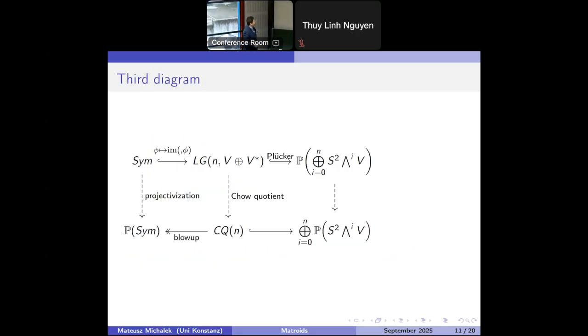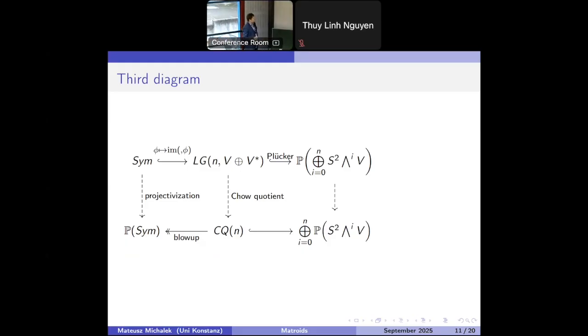So first, let me give you the missing piece of the diagram. We have symmetric matrices. I told you that the closure in the Grassmannian is the Lagrangian Grassmannian. The Lagrangian Grassmannian under the Plucker embedding still lives in a big projective space. You still can do the Chow quotient and you get complete quadrics, which you could have defined as the blowup of the space of symmetric matrices in rank 1, rank 2, and so on.